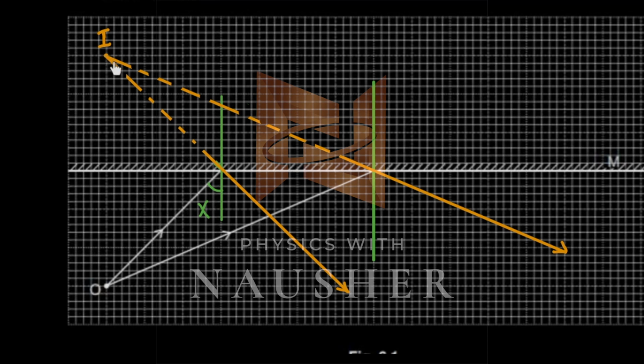So from here draw a straight line all the way to this point and take it forward. From here draw a straight line all the way to this point and take it forward. And then the lines which are behind the mirror, make them dotted. And the lines which are in front of the mirror, make them thick. Make sure that you've given the direction of the rays as well.